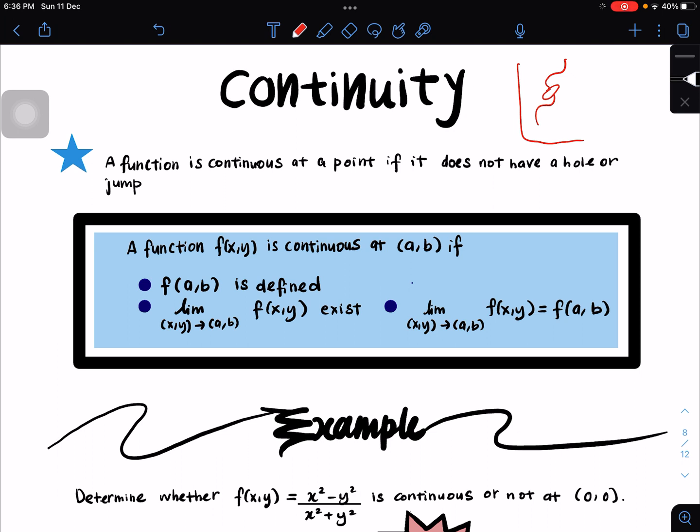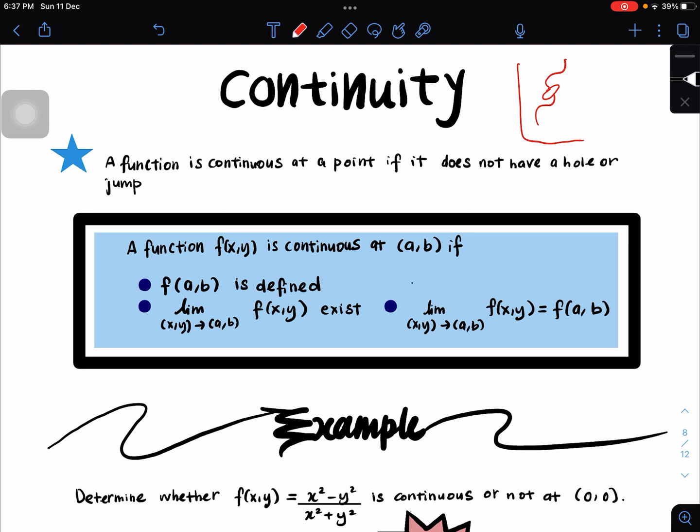But in a surface, we also can check whether the function is continuous or not by looking at a few properties or characteristics which are quite similar to the function with one variable. Okay, a function is continuous at a point A if it does not have a hole or jump. So if you plot or graph the surface, your function of two variables, and there is no hole or no jump on the graph, we call that function a continuous function of two variables. Okay, but we need to check.